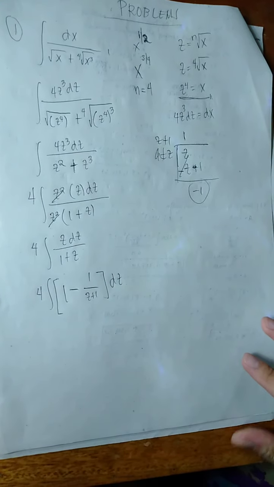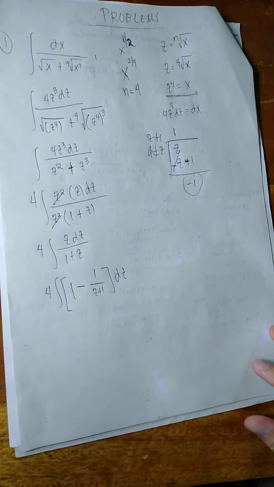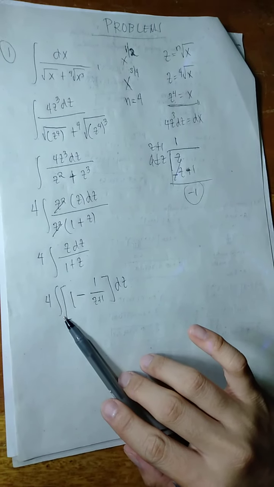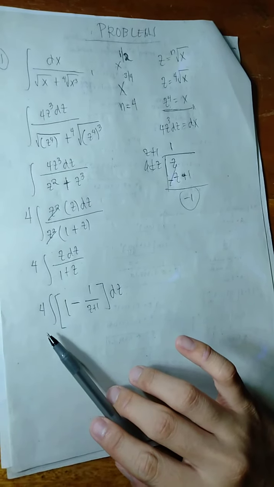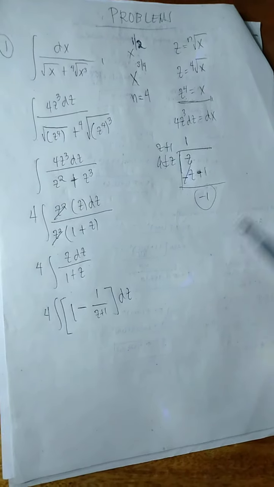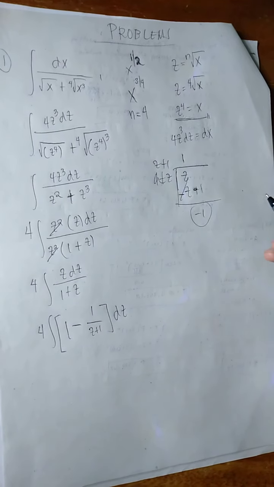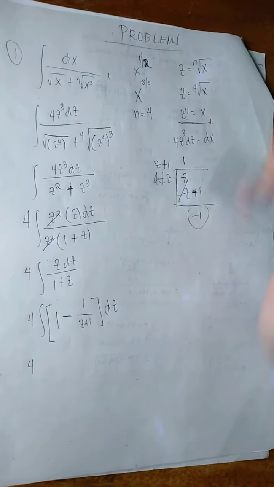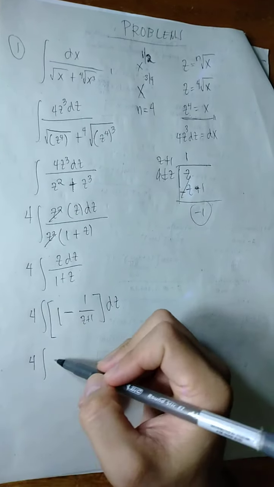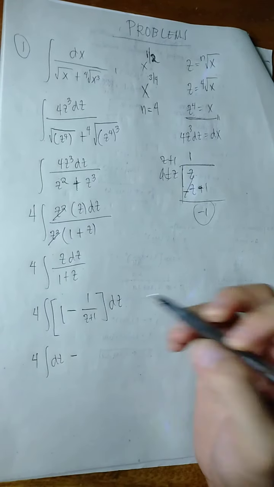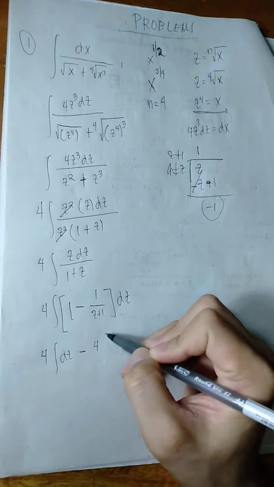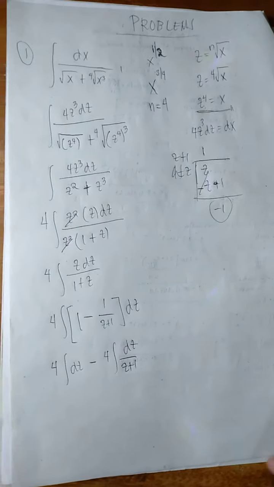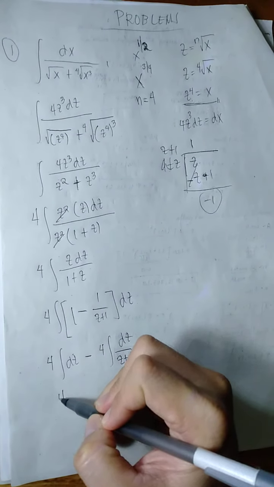Dz. Then, kung mapansin nyo, pwede natin i-distribute ngayon yung integral sign tsaka yung constant 4 then dz. After distributing, ito na. So, 4 integral of dz minus 4 integral of dz over z plus 1. And what is the integral of dz? Z, diba? So, 4z na lang yan.